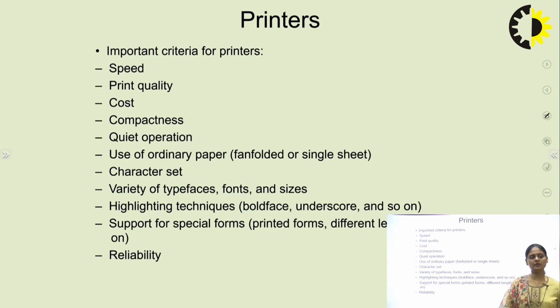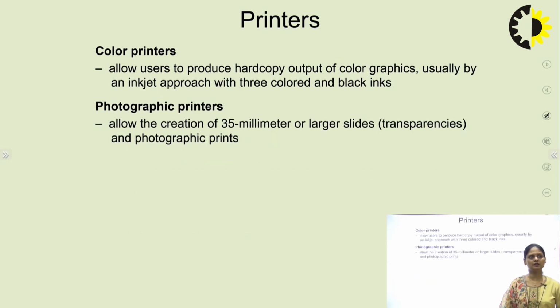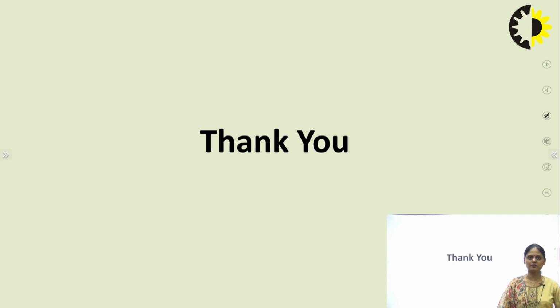Speed, print quality, cost, compactness, and reliability are the characteristics taken into consideration when we go for printers. And we have multiple kinds of printers, such as dot matrix printer, inkjet printer, laser printer, color printer, and photographic printer. All these printers have their own advantages, disadvantages, and cost.